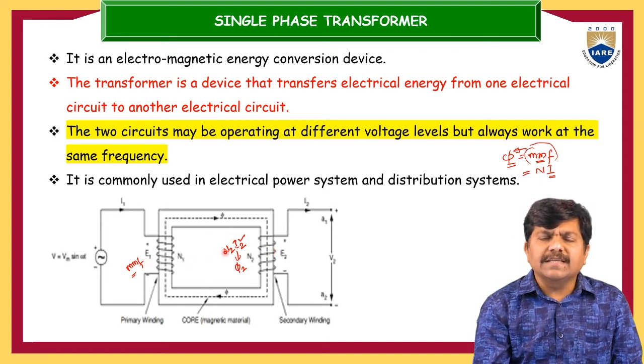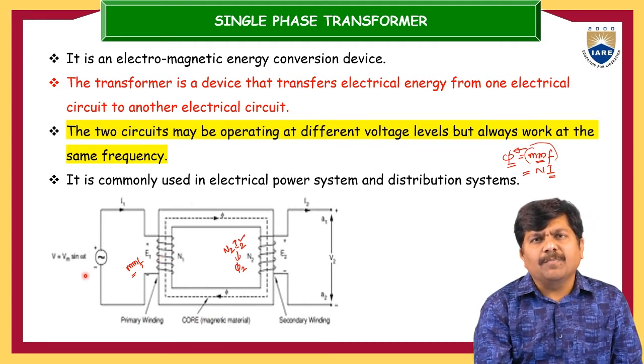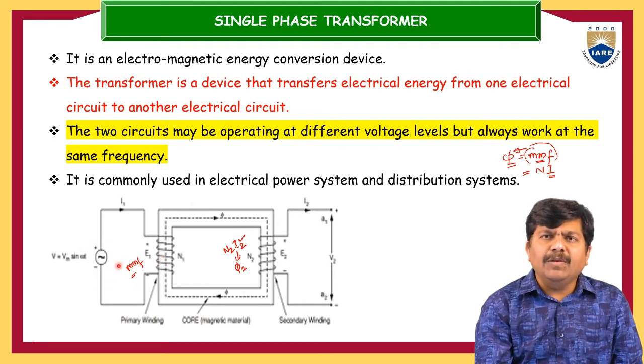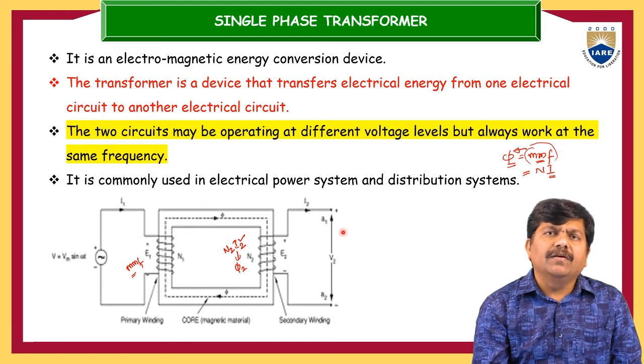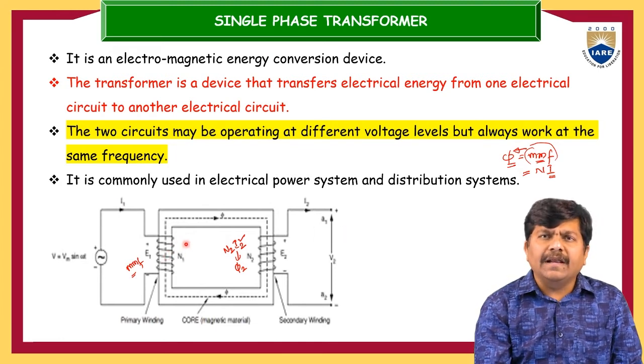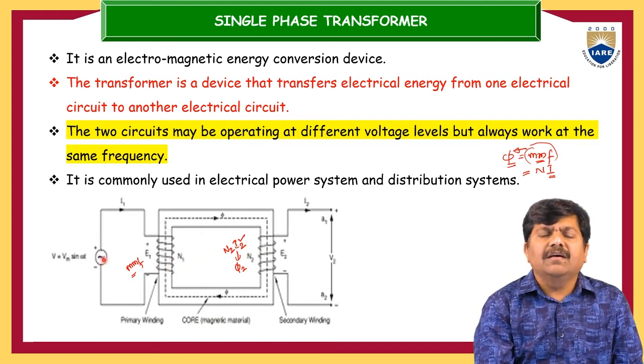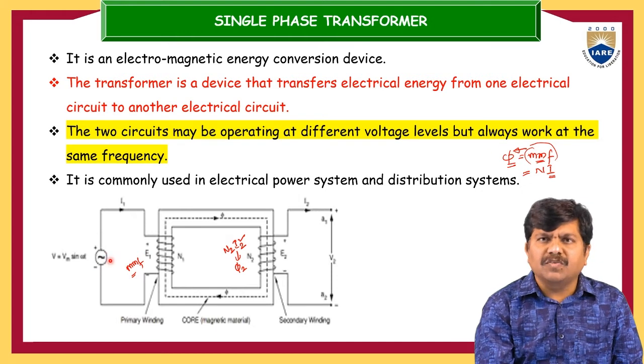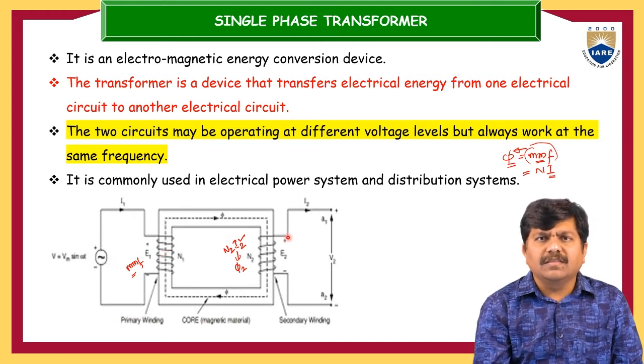Only these primary and secondary loops are connected by means of a magnetic circuit. Even though the voltage we apply across the primary winding will be transferred to the secondary winding, because that electromagnetic energy conversion is taking place in between. So, electrical energy will be transformed from one circuit to another circuit.